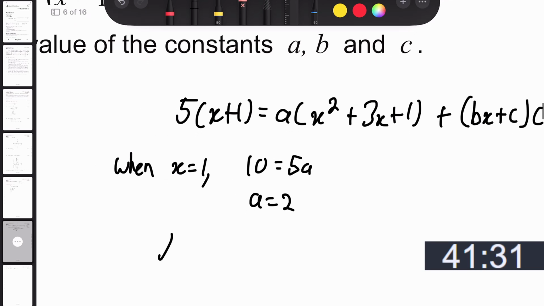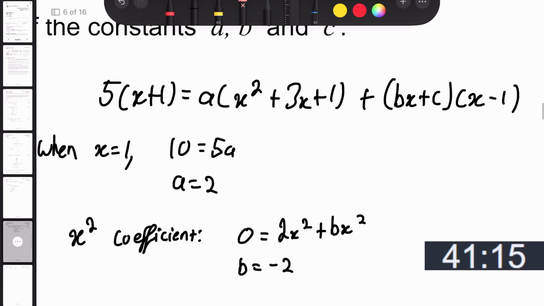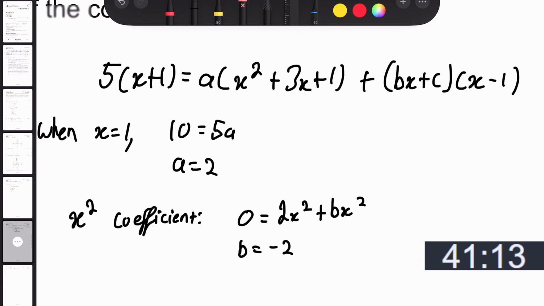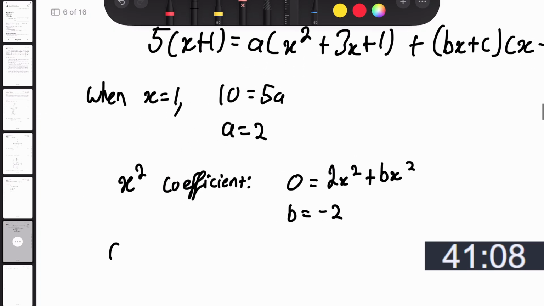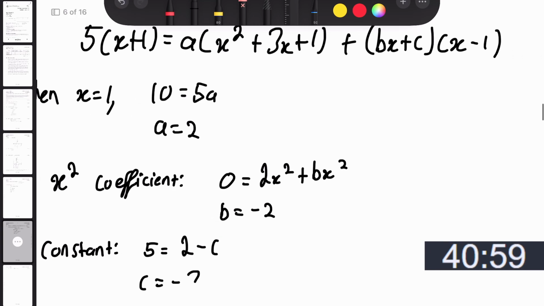And then let's say x squared coefficient. 0 is going to equal 2x squared plus bx squared, so b must equal negative 2. And then let's look at our constant. It's going to be 5, it's going to be equal to 2 plus or minus c, so c must equal negative 3.